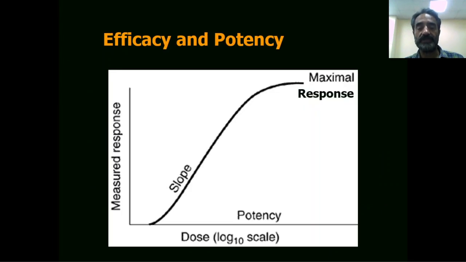So as we can see in the next slide, there is dose on the x-axis, response on the y-axis, and there is this slope and the maximal response achieved. The maximal response achieved gives us the efficacy, and the shift of the slope on the x-axis gives us an idea of the potency.